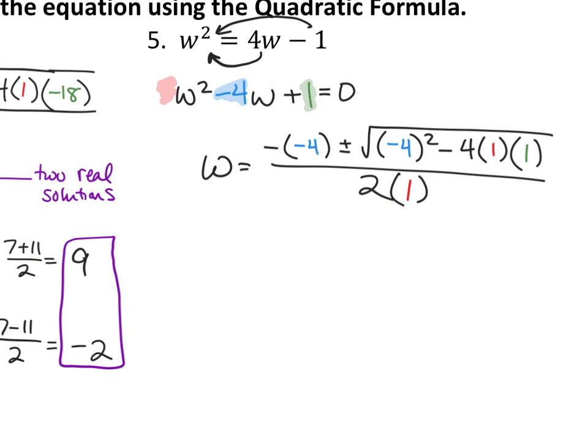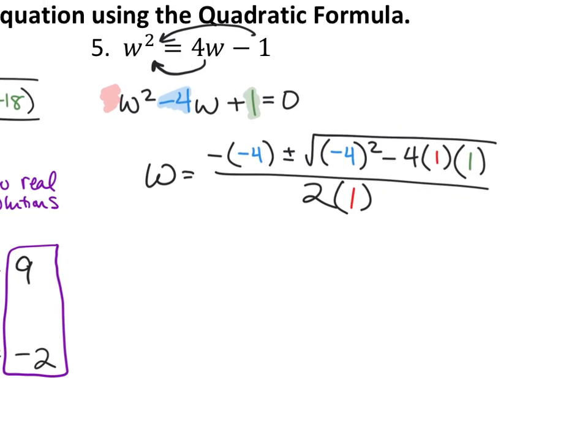Okay, what did you guys get for the discriminant in number 5? 12. Okay, so when I start simplifying that, I have negative 4. Well, negative is positive, so I'm changing that to positive 4, plus or minus the square root of 12 over 2 times 1, which is 2. Now, this being 12, what does that tell me about the type of solutions I'm going to have?